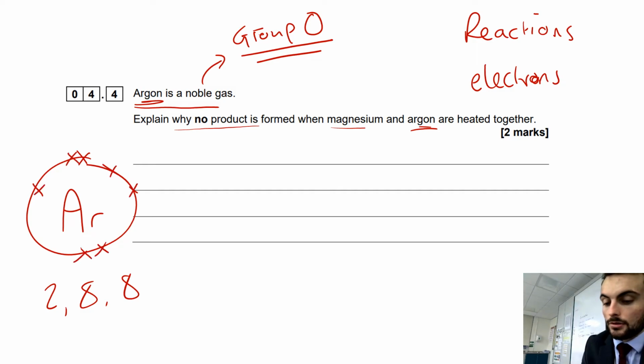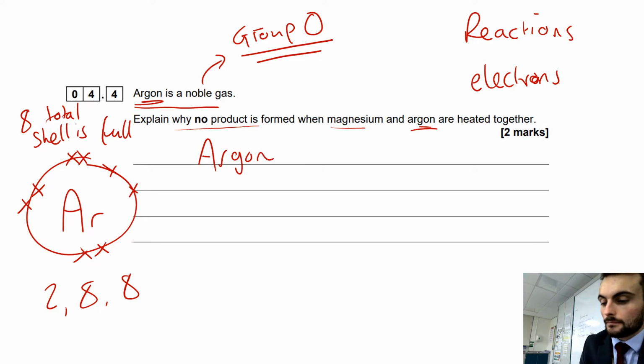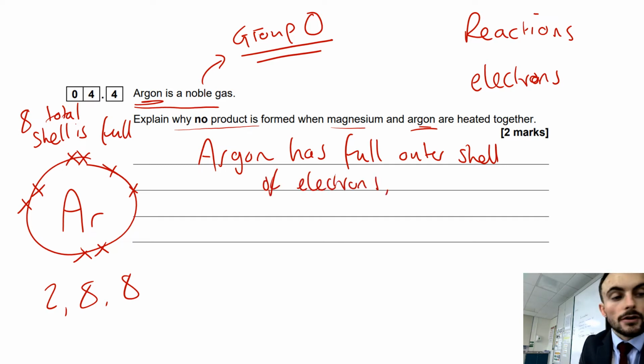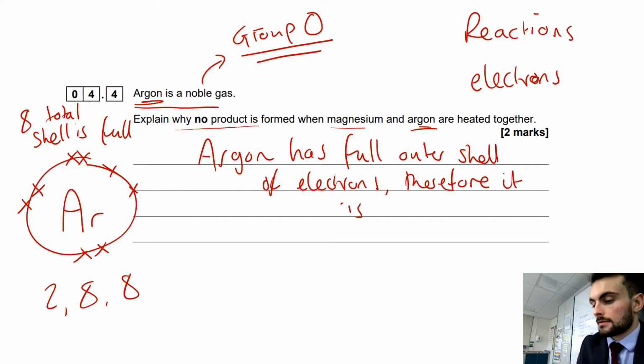How many can possibly go on that outer shell? 8 total. Therefore the shell is full. So for this, we can say argon has a full outer shell of electrons. Therefore, there's a keyword you could use. I'll just use the simple term for it. So therefore it is unreactive. That's your second mark.